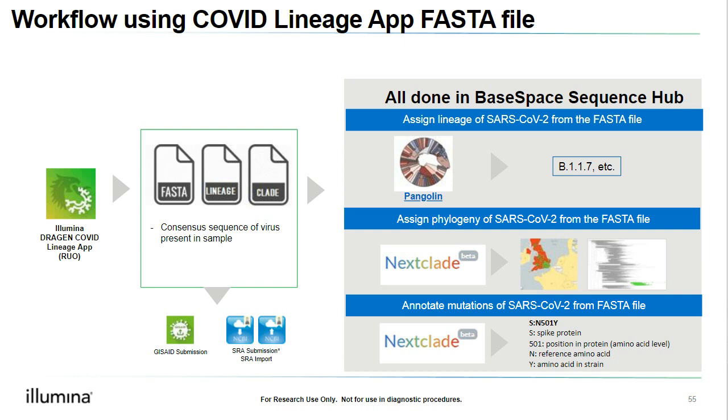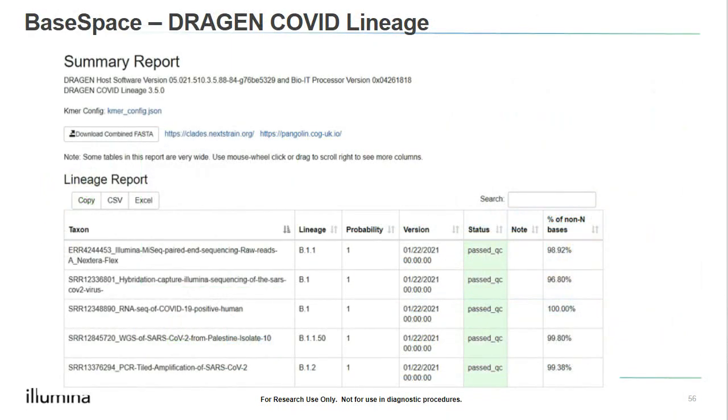Okay, so I'm gonna go through the summary report so that you have a feeling of how it looks for this app. This is how the summary report looks in the DRAGEN COVID Lineage App. The key features here include that you can download the combined FASTA file. You can actually take it and drop it into the NextClade website or Pangolin.